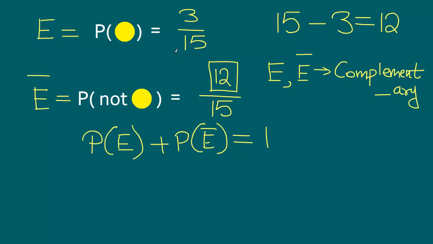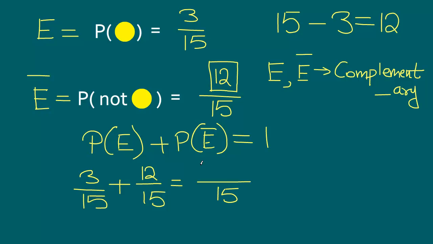We can very quickly check this in our example. The probability of picking a yellow ball was 3 divided by 15. If you add the probability of not picking a yellow ball, which was 12 divided by 15, then 15 is the denominator, and we get 3 plus 12, which is 15 divided by 15, which is simply 1. So the probability of an event and the probability of the complementary of that event will always add up to 1.